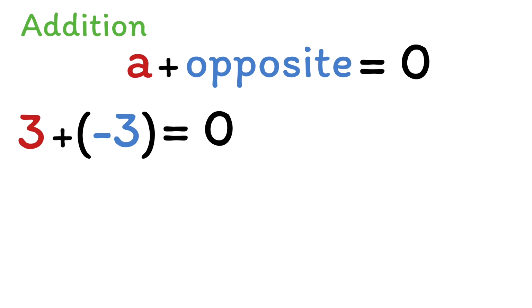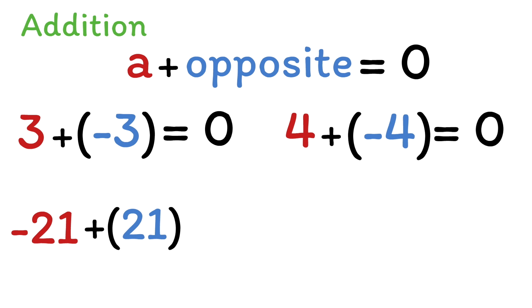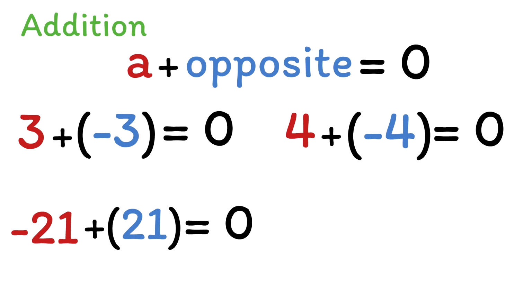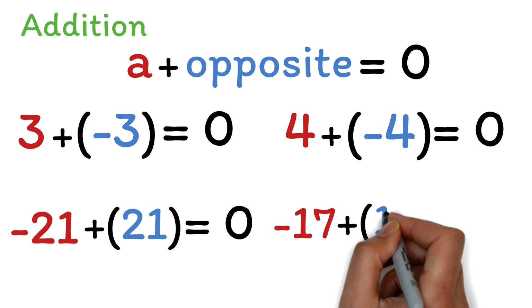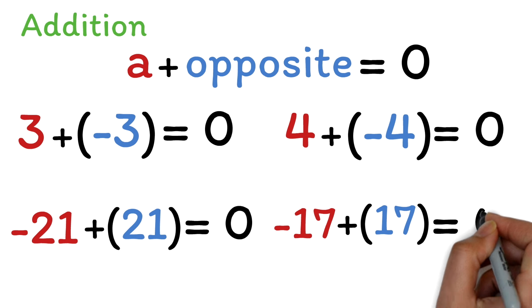Let's do another example. Let's say we have the number 4. The opposite of 4 is negative 4. So 4 plus negative 4 will give us 0. Let's do another example. Let's say we have negative 21. The opposite of negative 21 is positive 21. So negative 21 plus 21 will give us 0. Again, let's say we have negative 17. The opposite of negative 17 is positive 17. So negative 17 plus 17 will give us 0.